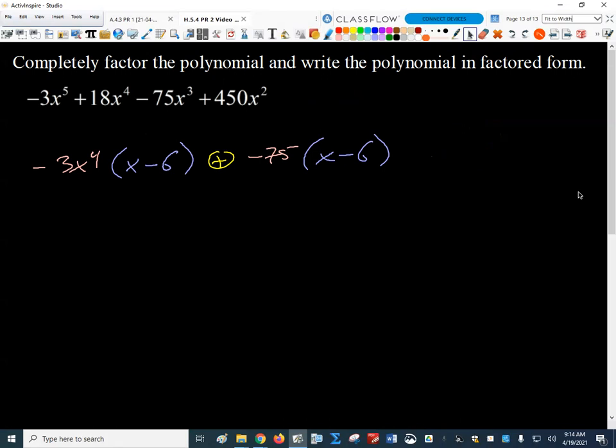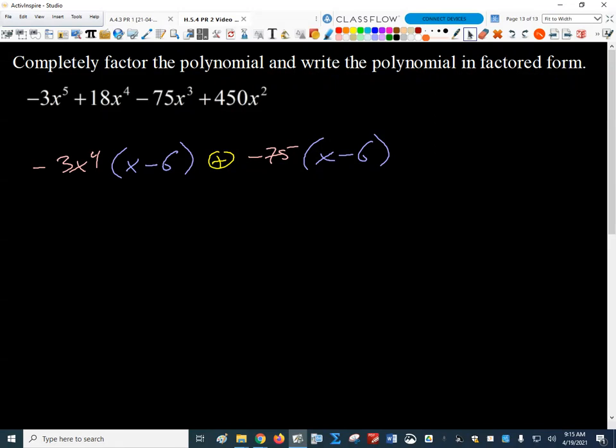So what about this guy here? This is where we left off. How about if we do the ratio of the second divided by the first and the fourth divided by the third? We know that 18 divided by -3 is the same as 450 divided by -75. Both of those are equal to -6. So we know we can factor by grouping. Let's just refresh our memories how that works. So what do we do here?